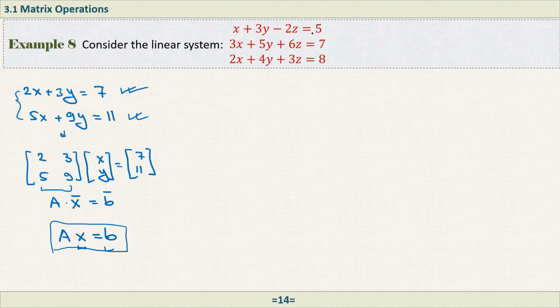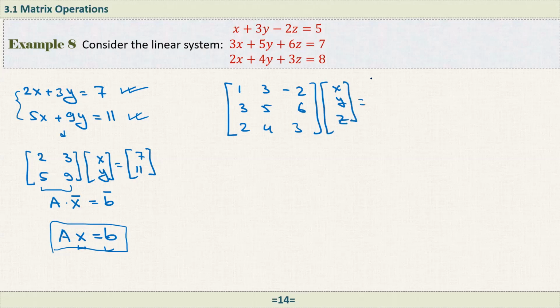And how about this system? In a similar way, I can write the coefficient matrix: the first row is 1, 3, negative 2, the second is 3, 5, 6, and the third line is 2, 4, 3. And now here we have the variables, that is x, y, z. And on the right-hand side, we have the constant vector, that is 5, 7, 8.